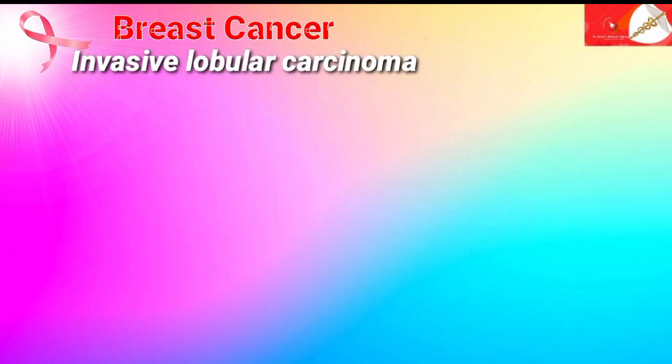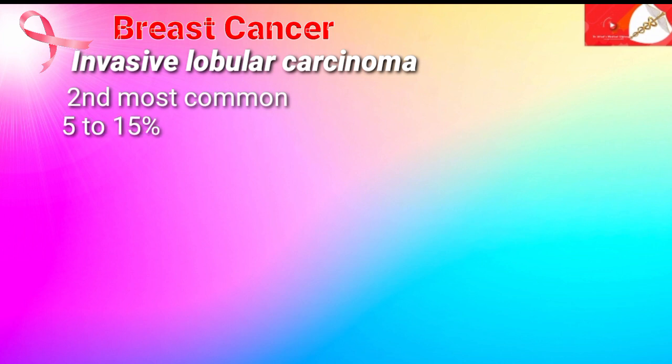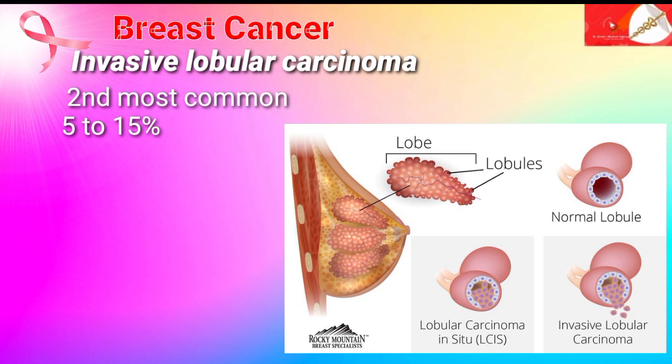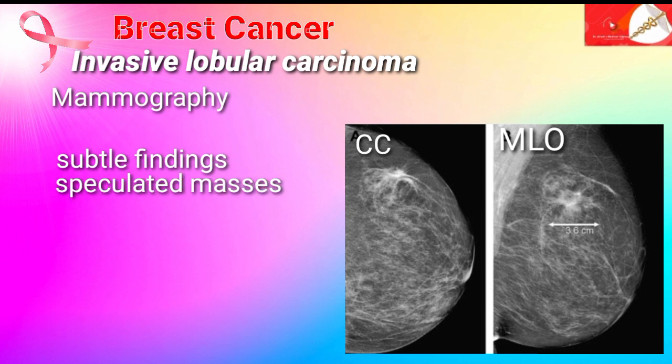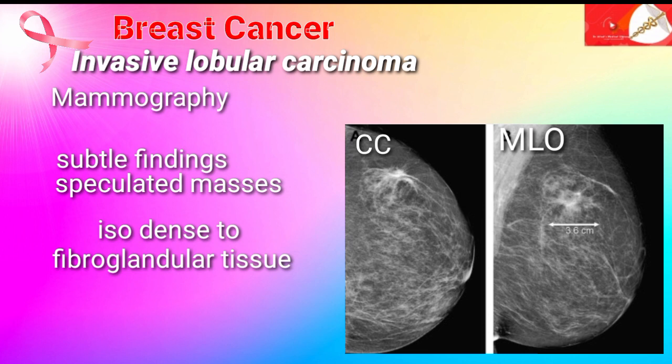Invasive lobular carcinoma is the second most common form of invasive breast cancer, accounting for 5 to 15% of breast cancers. Invasive lobular carcinoma starts in the milk-producing glands called lobules and can spread to other parts of the body. On mammography, the findings of invasive lobular carcinoma are often subtle as there is no microcalcification. They appear as spiculated masses, and these tumors are often isodense to the fibroglandular tissue.